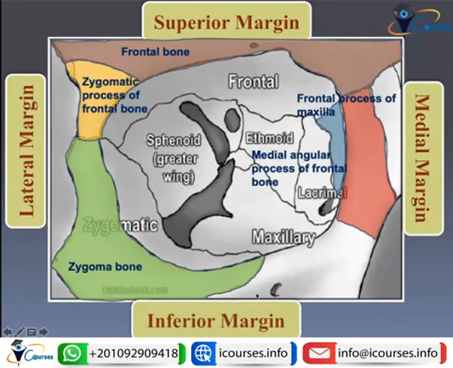While the inferior margin is made by the maxillary bone and the zygomatic bone. So again, the inferior margin is made by the body of maxilla and the zygomatic bone, the lateral margin by the zygomatic bone and zygomatic process of frontal bone. The roof, the superior margin of the orbital rim, is made by the frontal bone, while the medial margin of the orbital rim is made by the frontal process of maxilla and the medial angular process of the frontal bone.